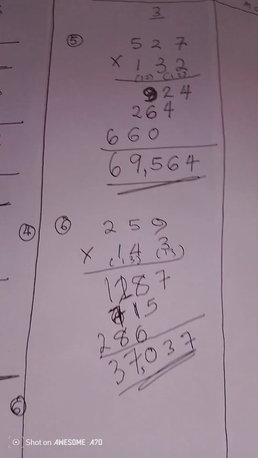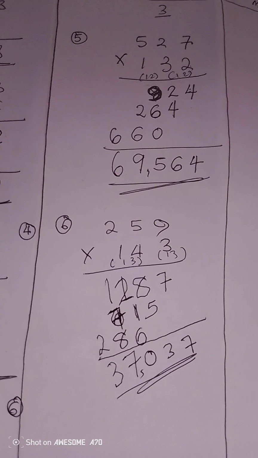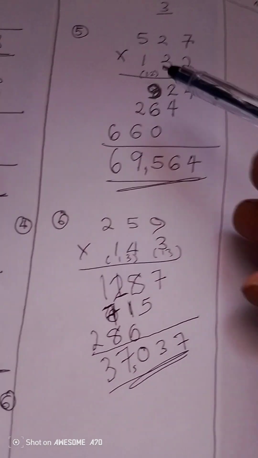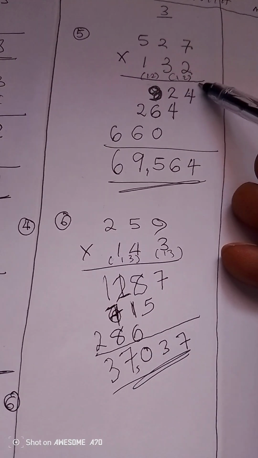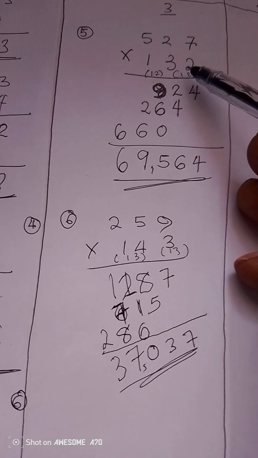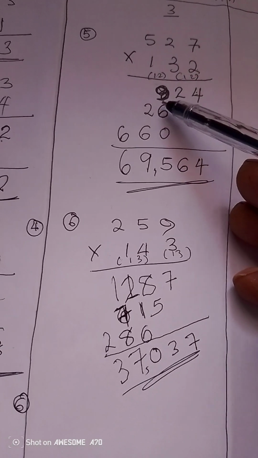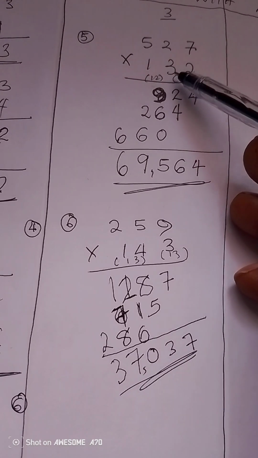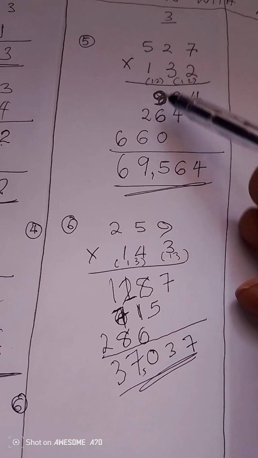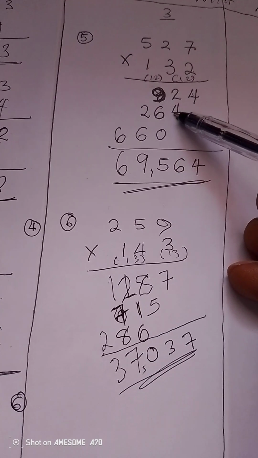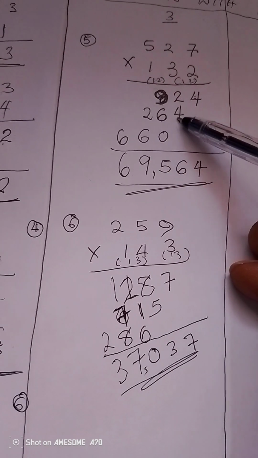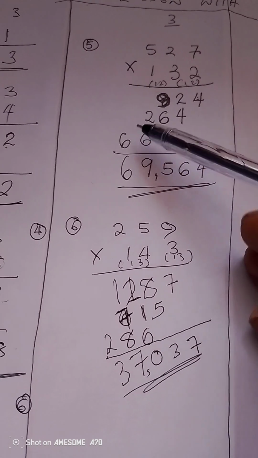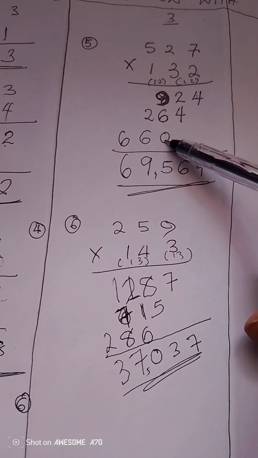So as I said, it's 12 times 11 that gives you 132. So you take this 132 as if it's 12 in 2 places. So you multiply by 12. 12 multiplied by 7 gives 84. You have your 8 space 4. Then 12 multiplied by 2 gives you 24. You have your 2 space 4. Then 12 multiplied by 5 is 60. You have your 6 space 0.